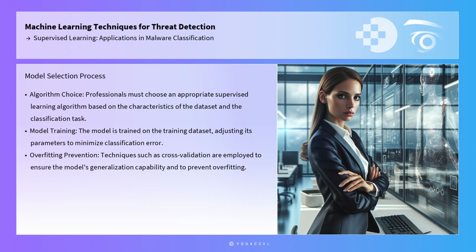Once the data is prepared, the model selection phase begins. Professionals must choose an appropriate supervised learning algorithm based on the characteristics of the dataset and the classification task. After selecting the algorithm, the model is trained on the training dataset, adjusting its parameters to minimize classification error. During training, techniques such as cross-validation are employed to ensure the model's generalization capability and to prevent overfitting.